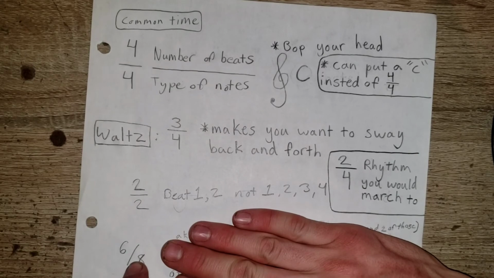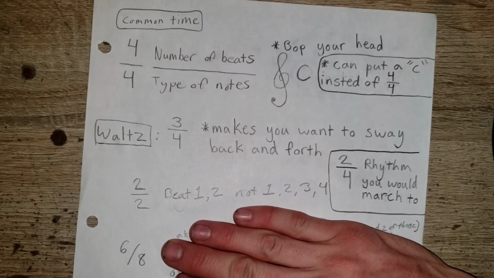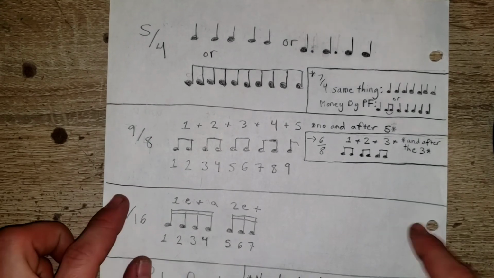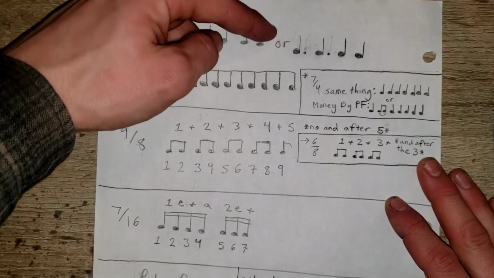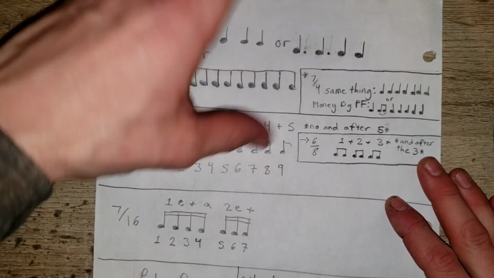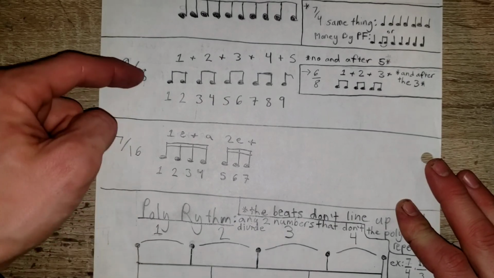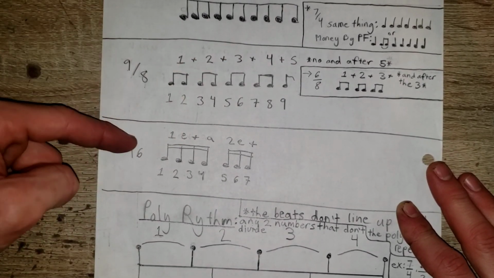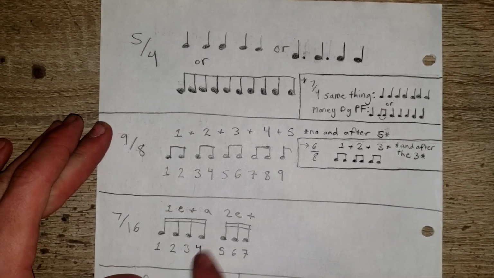If we talk about 6/8, we have 6 eighth notes in a measure. 5/4, we'd have 5 quarter notes in a measure, which would be played like this, but that's a little more advanced. We go into 9/8, so we're just going to have 9 eighth notes in a measure. 7/16, we just have 7 sixteenth notes in a measure.